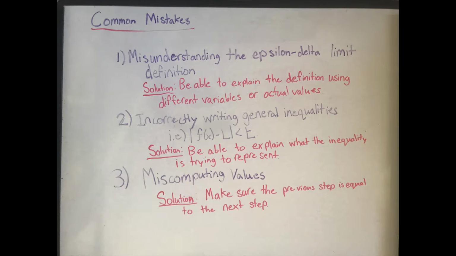So common mistakes you could make are misunderstanding what the epsilon-delta limit definition is. So in order to avoid this, you should be able to explain the same definition using values or different variables. Another big mistake is incorrectly writing general equations like 0 is less than the absolute value of x minus a is less than delta, or the absolute value of f of x minus L is less than epsilon. So more or less understand what the statements mean in words, and you'll be able to write them out properly.